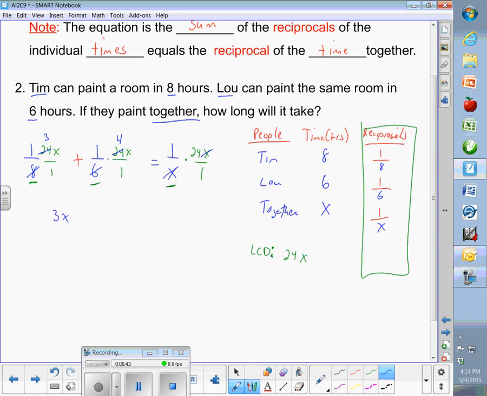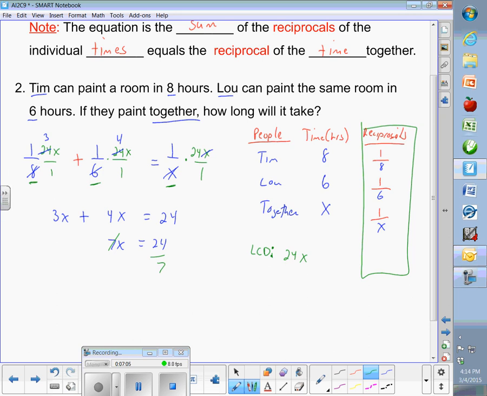We now have 3x plus 4x equals 24, and we're just about done. So 7x equals 24, and we know to divide both sides by the 7. And we end up with x equals 24 sevenths.